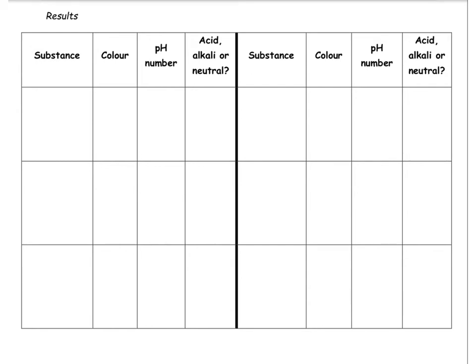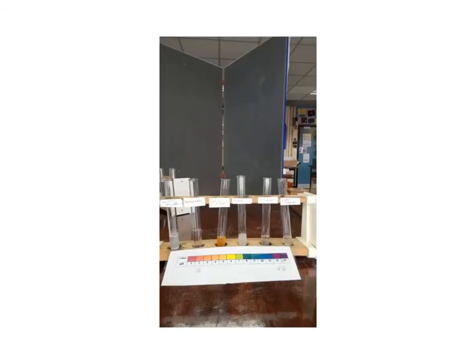Then once this is all done, we can use our knowledge to decide whether the solution is acidic, alkaline or neutral. Now remember, you can pause the video as Mrs. Cummings works through it so that you can get all the colour changes and all the substance names and all the pH numbers filled in as she goes along.